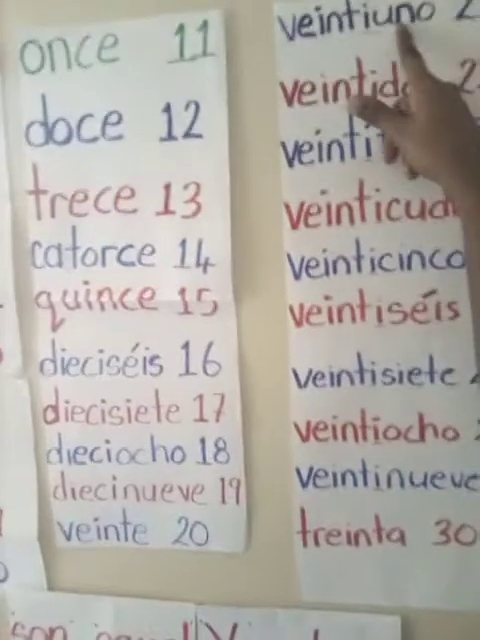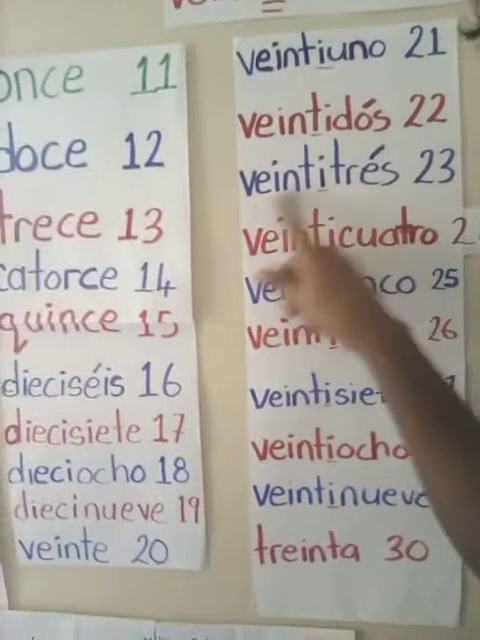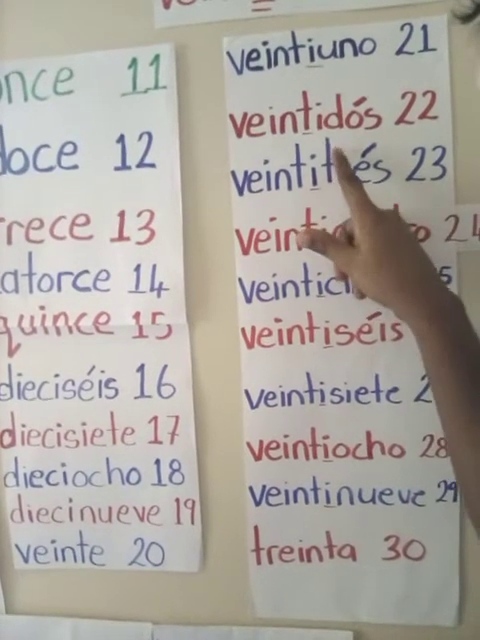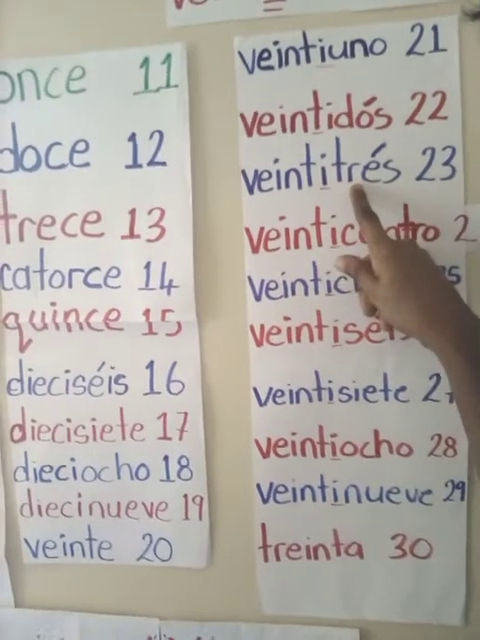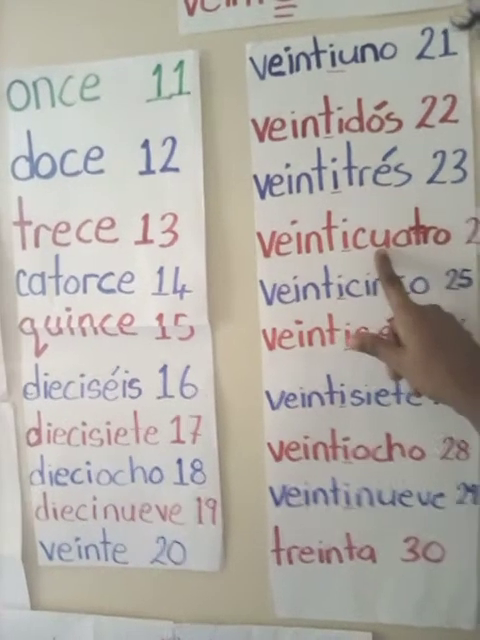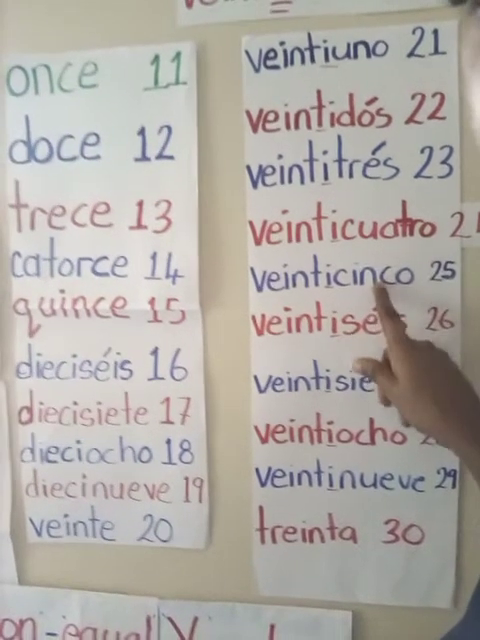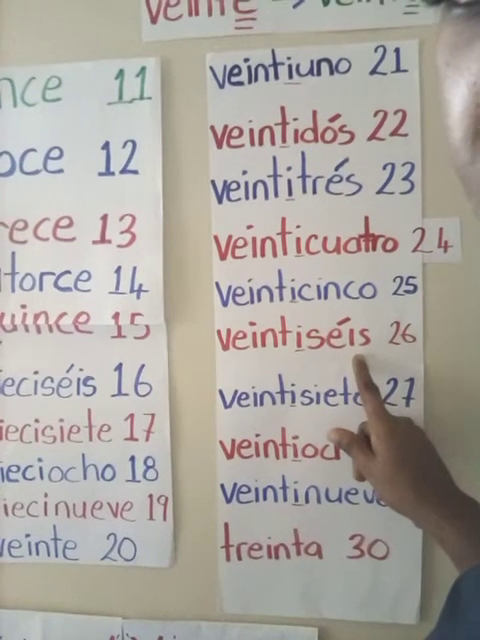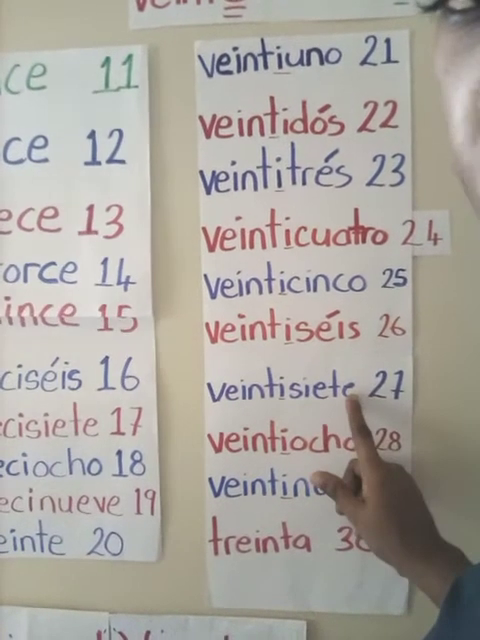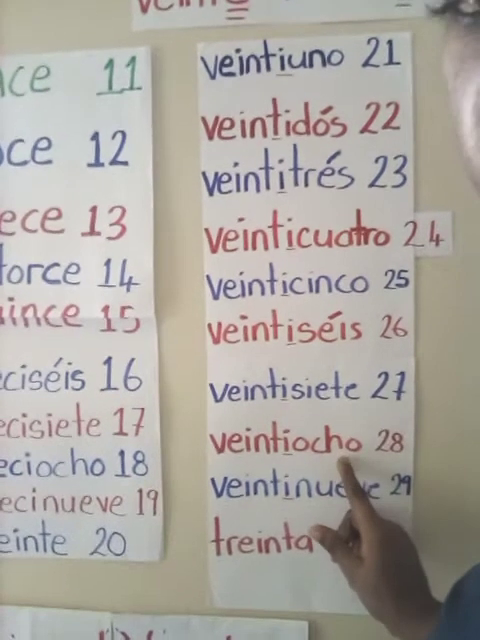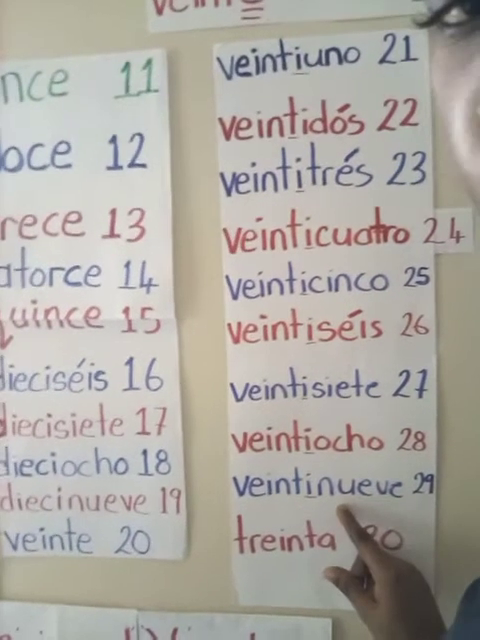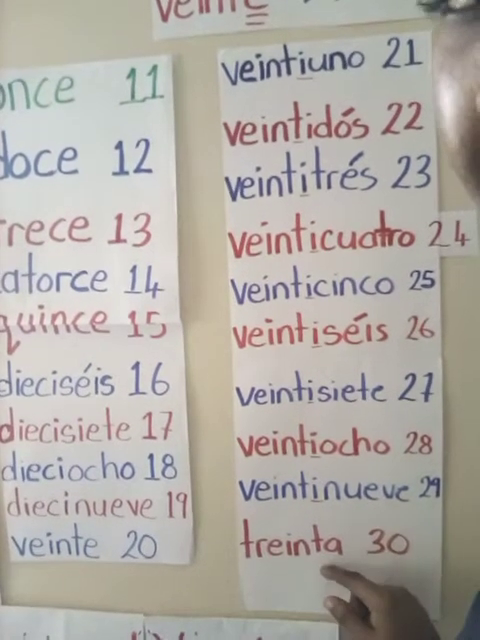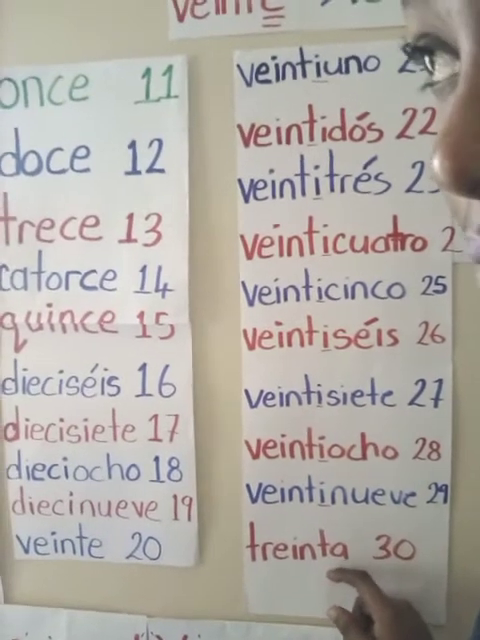21, 22, 23, 24, 25, 26, 27, 28, 29, and 30 is treinta. Muy bien.